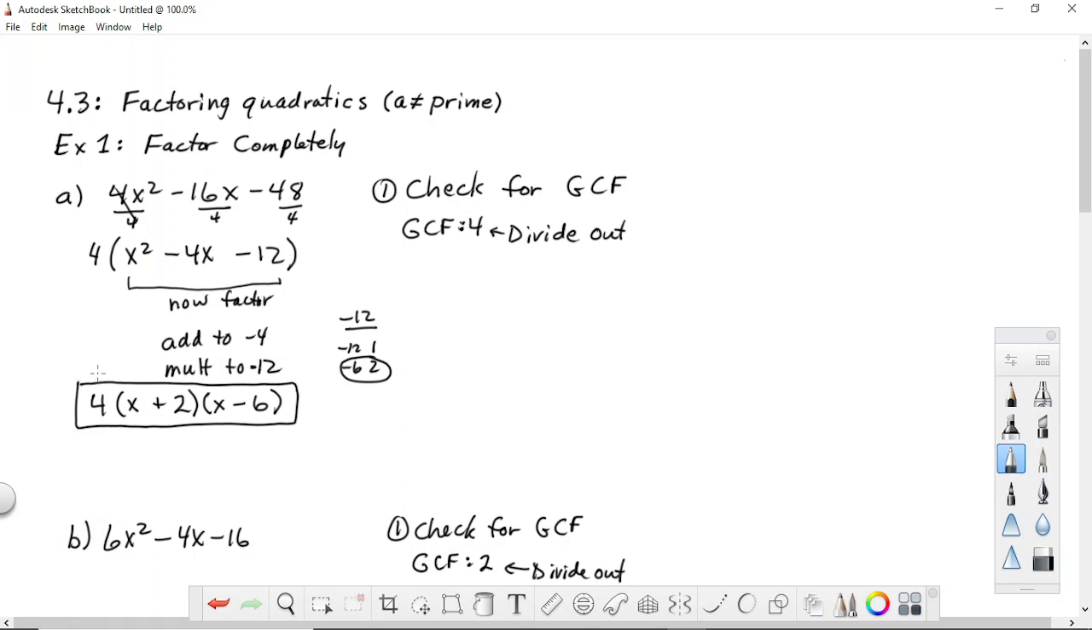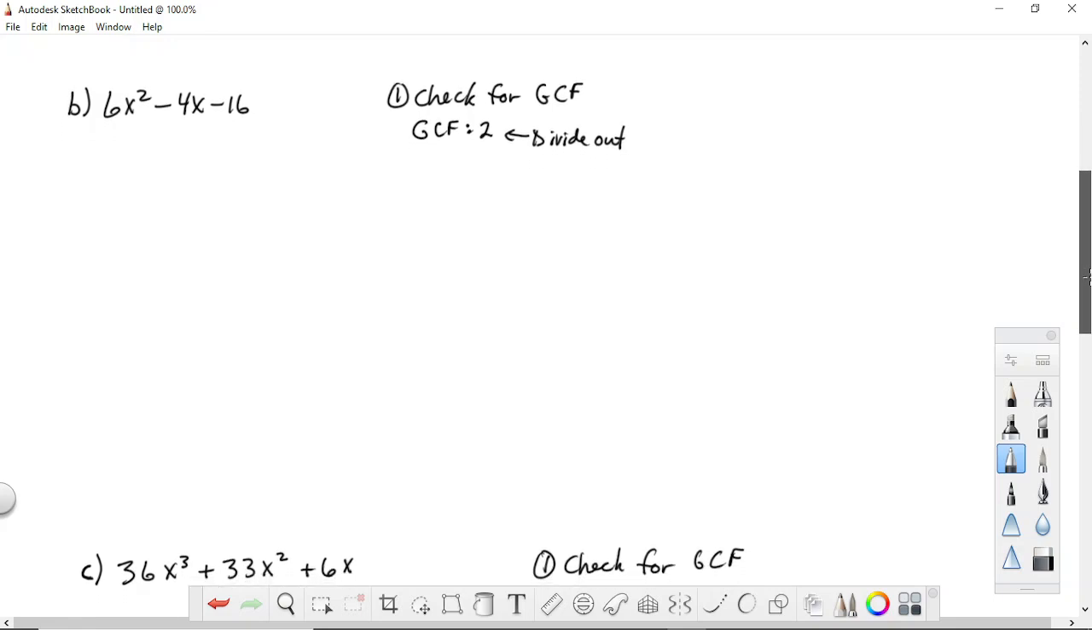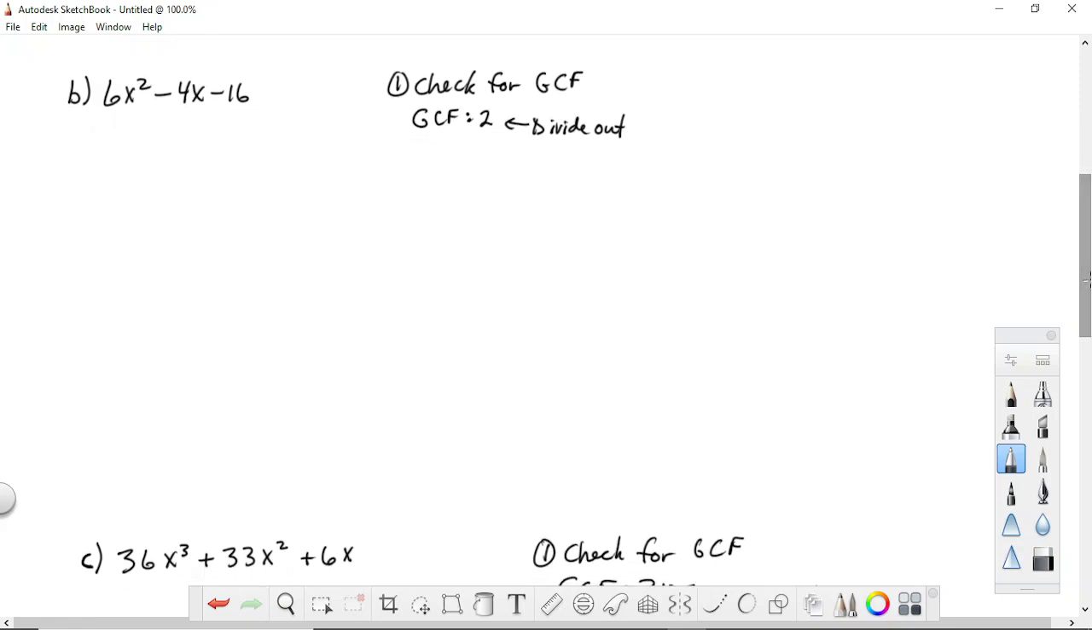Okay, so let's look at the next one. So the first thing we're going to do is check for greatest common factor, and we look at these terms, and we can divide 2 out of all of those, but that's the greatest common factor. We cannot divide 4, or of course 3 won't go into any of them. 2 is the greatest common factor. So the first thing we will do is divide out the 2.